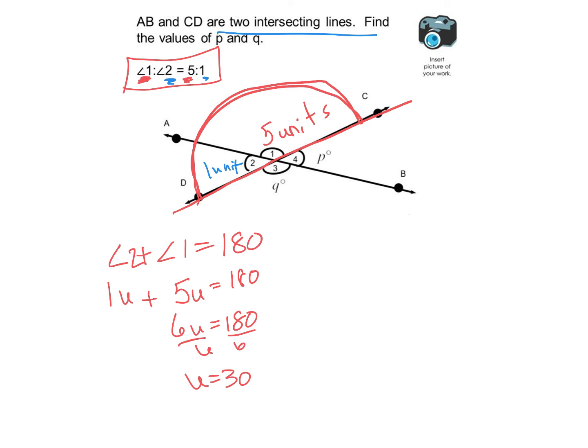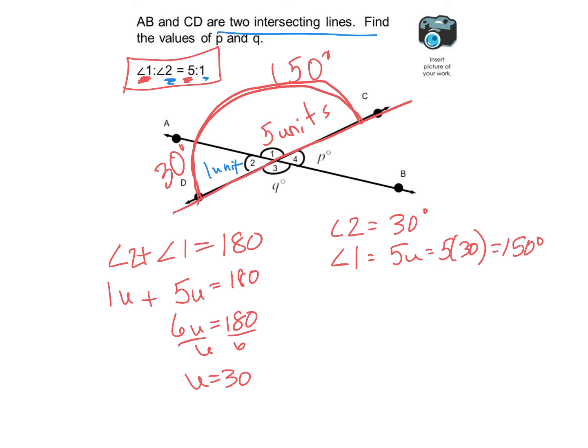So I know there are 30 degrees in 1 unit. Okay, so because I know there's 30 degrees in 1 unit, that means angle 2, which is 1 unit, is 30 degrees. Angle 1, which is 5 units, is 5 times 30, so that's 150 degrees. 150 plus 30 is 180, so good, I did it right. So I'm going to put these in here. I don't need to know those, but it's going to help me.